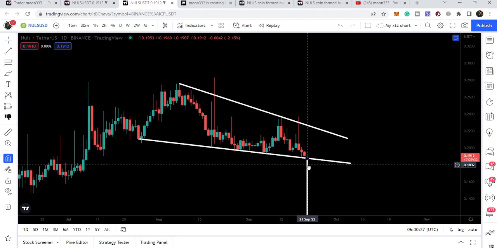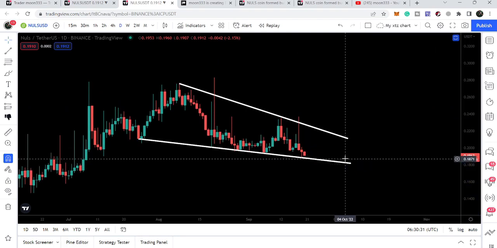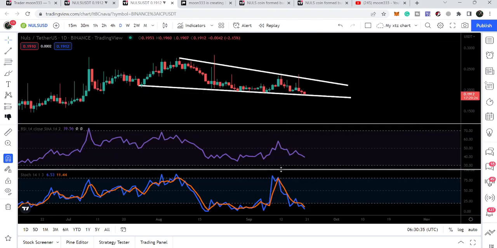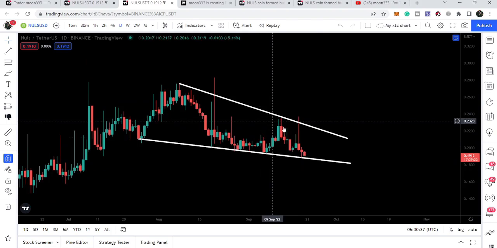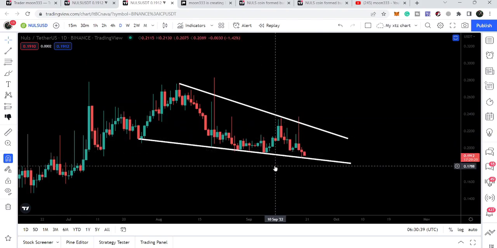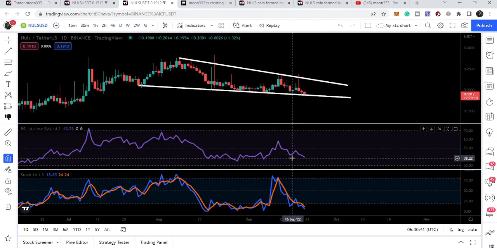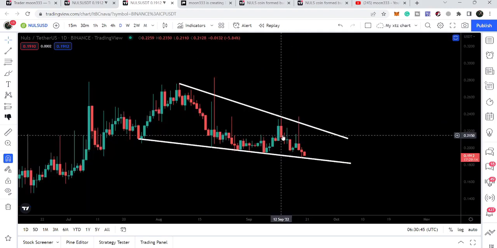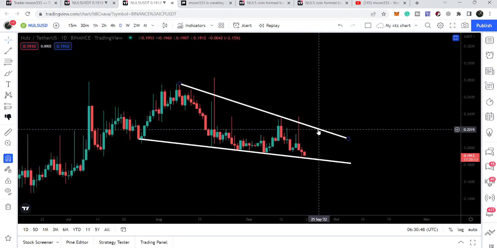And for example, if the price line breaks out, because this is a bullish bias pattern, therefore there is a probability that it may break out this resistance of the wedge. And at the same time, we also have a bullish divergence here. Like the price line is forming lower than previous low, and you can see RSI is forming higher low, and stochastic is also forming higher low. Therefore, there is a probability that we may break out the resistance.